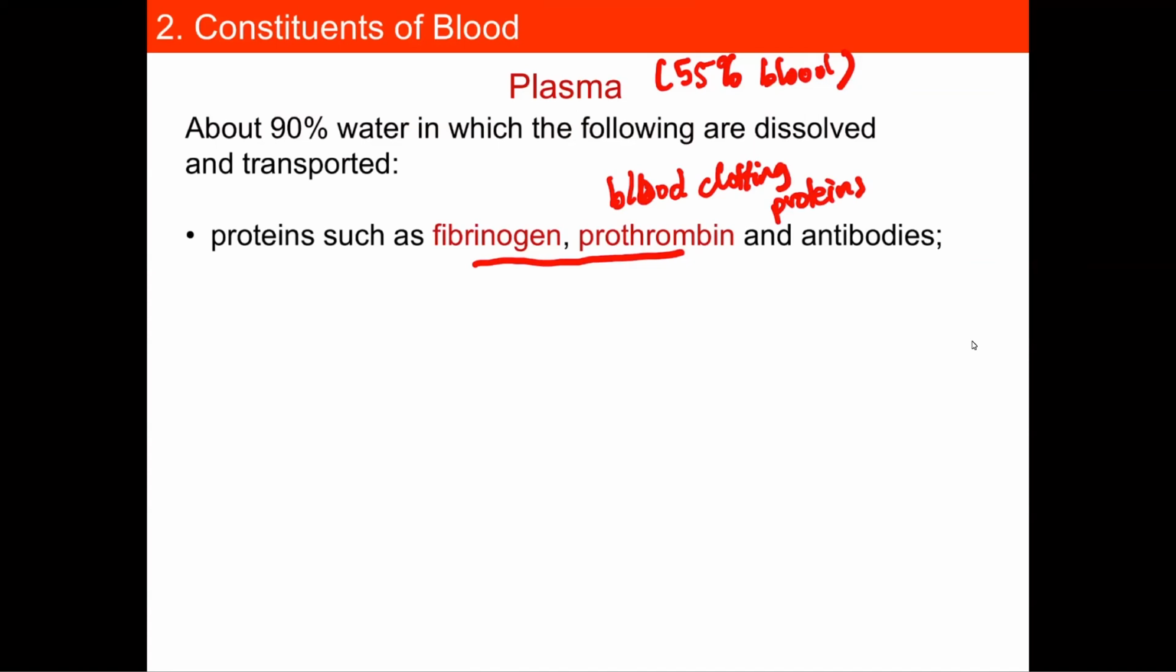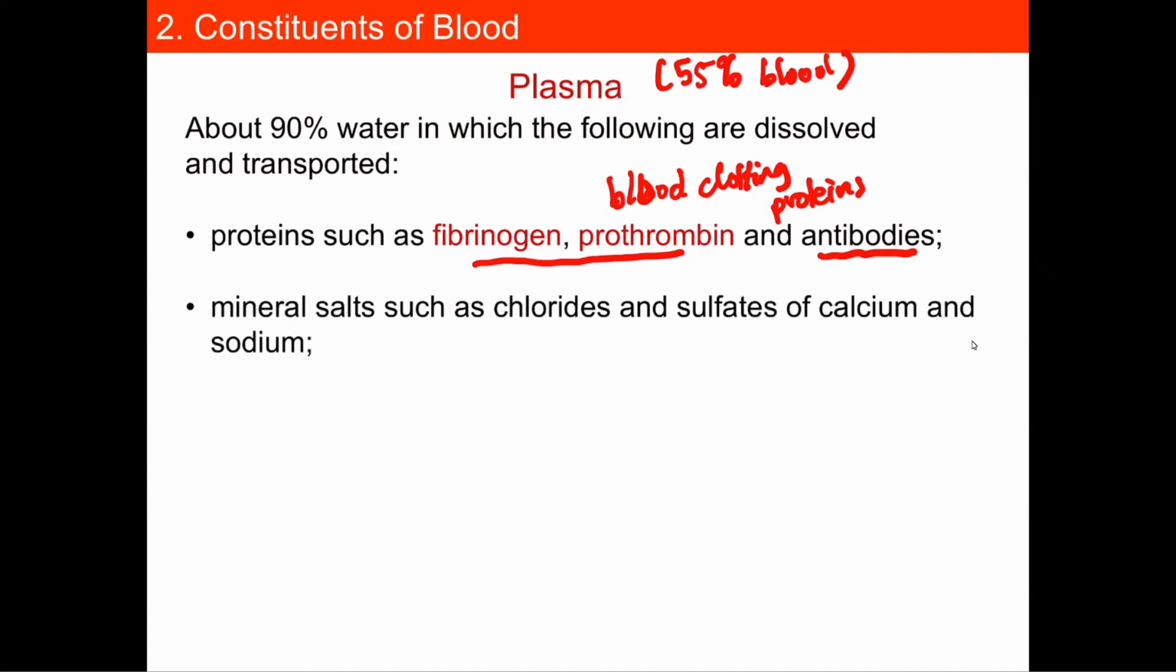And finally, antibodies. We will go through them very briefly later, but basically they are proteins which we use to combat pathogens or foreign microorganisms that have entered our body. So things such as bacteria or fungi, or even viruses that have entered our body and are causing harm. These antibodies are there to neutralize these pathogens.